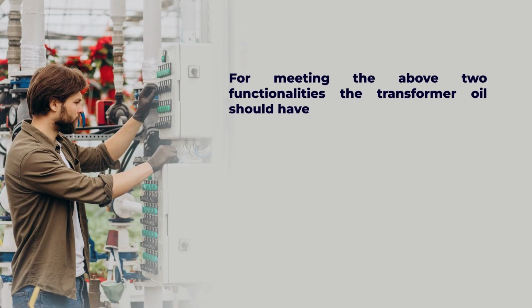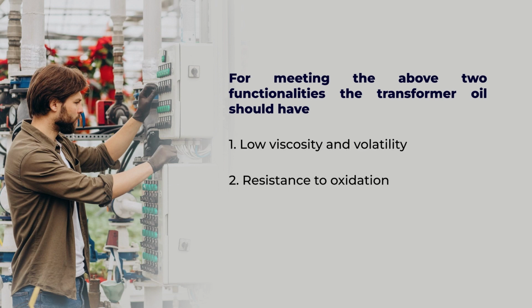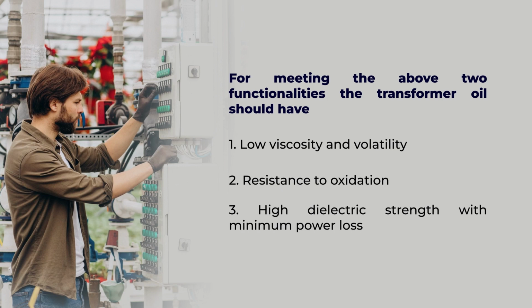For meeting the above two functionalities, the transformer oil should have low viscosity so that it can dissipate the heat very fast that is being generated inside the transformer. Then it should have low volatility so that when the transformer oil vaporizes, flashing or flare should not take place. Then it should have high resistance to oxidation and high dielectric strength with minimum power loss or minimum dielectric loss.